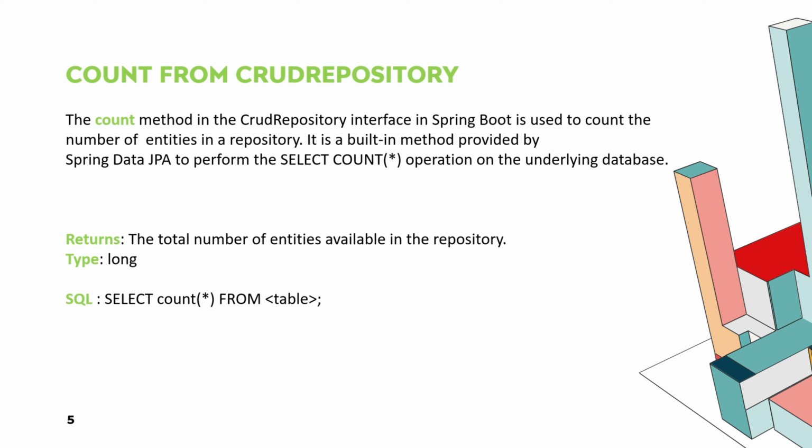The count method is available from the Spring CrudRepository. Basically, the count method is an inbuilt function from the CrudRepository. We can pull the count of rows available in a table. It will return a long data type. If you look at how count works with SQL, it will run a count select query, meaning select count star from table. So this is the representation of the query from SQL.